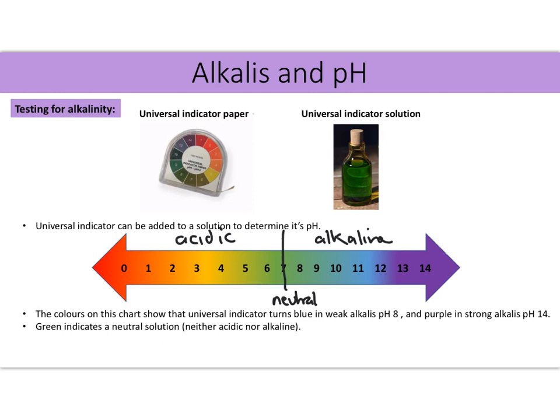Notice that the universal indicator going from acidic to alkaline is just like our rainbow. So Roy G. Biv was a way of remembering the colours in a rainbow, and that's a little bit like what we've got here. So red, orange, yellow, green, blue, and we've got purple instead of indigo, violet, but it's essentially the same order as the rainbow.